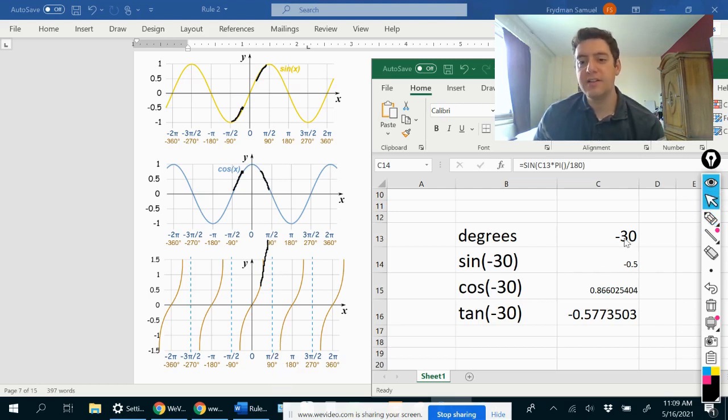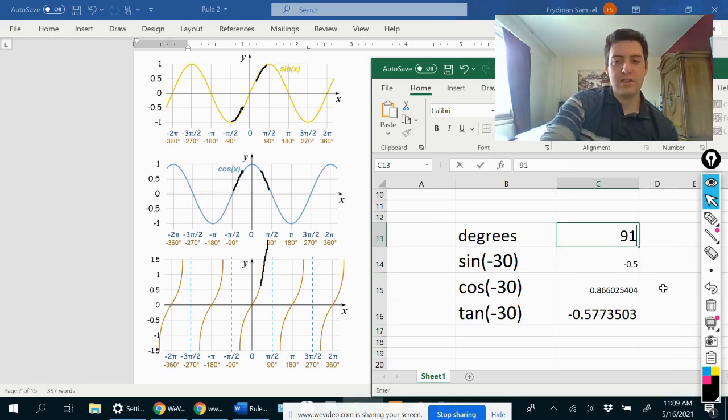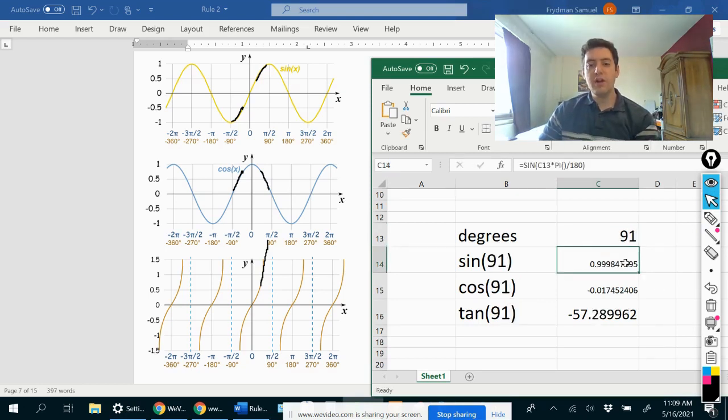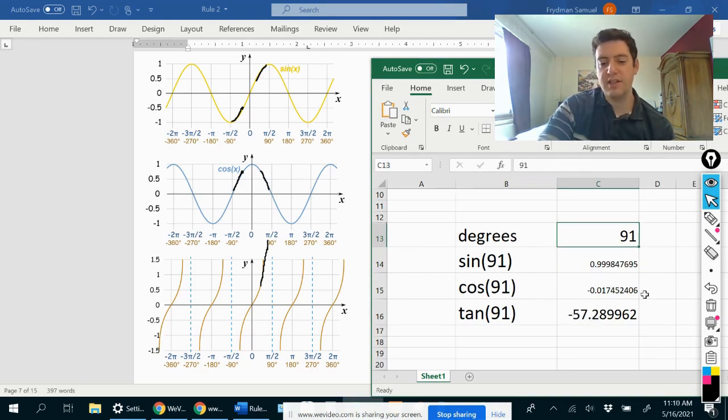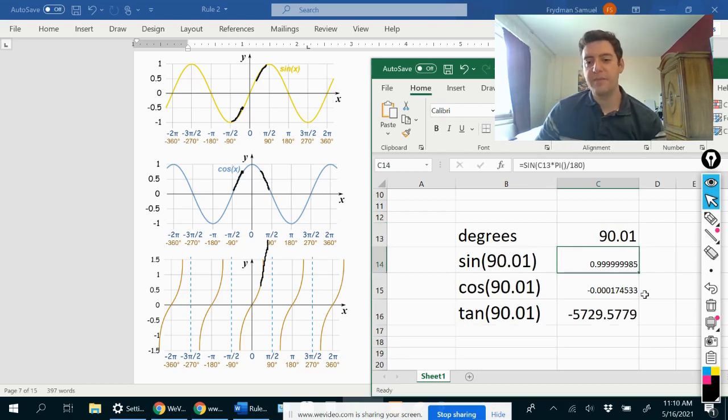So if we look at 91 degrees, we get a relatively large negative number, okay? Let's get even closer to 90, actually. Let's go just a little bit past 90. How about 90.01? Let's see what happens if we do that. Okay, if we go just a little bit past the 90 degree mark, 90.01, then we're at negative 5,729. So it's still a pretty large number in terms of the absolute value.